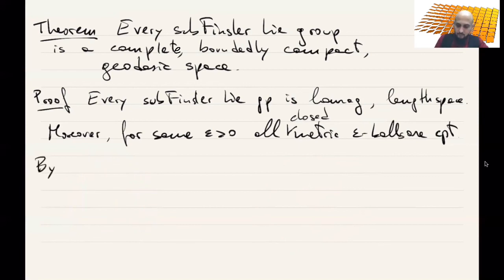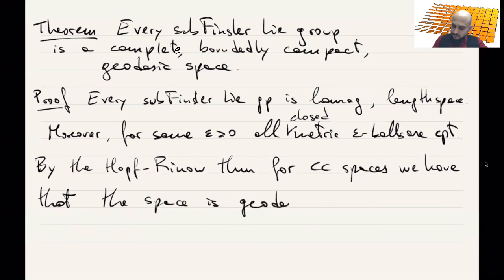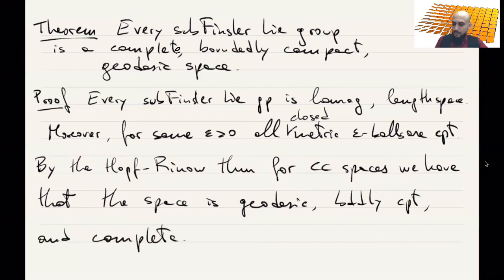And then we saw, when we were revising the metric geometry, we have this Hopf-Rinow theorem. I'll put a link in the description of the video where we're discussing this theorem for CC spaces. We have that the space is geodesic and also boundedly compact and complete. Okay. Good. So SubFinsler Lie groups are geodesic spaces.